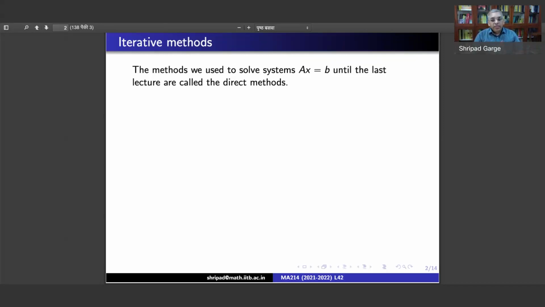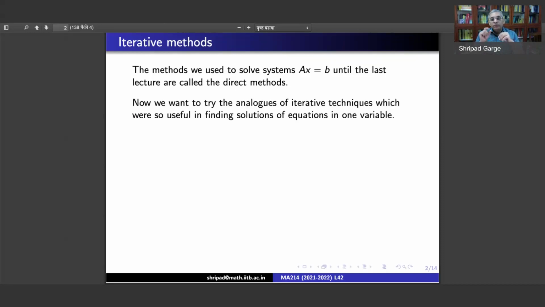So applying that formula directly will give you the solutions, and that will be the direct method. But there are other methods, like the Newton-Raphson method, or in general some iterative methods that we have used in previous lectures. So we would like to see analogs of those kinds of iterative techniques to solve our Ax equal to b. This is what we would want to do in this lecture.